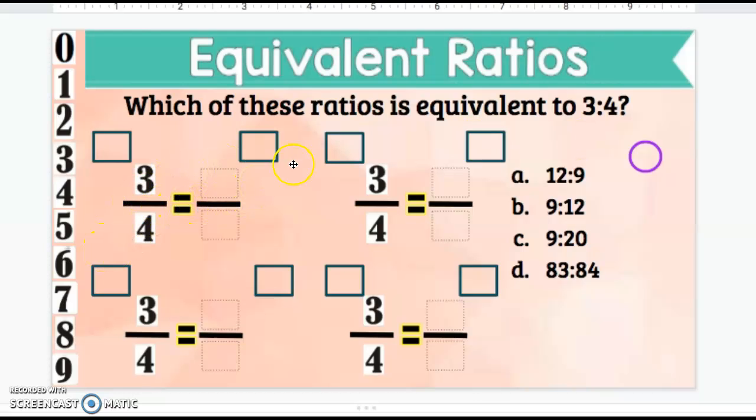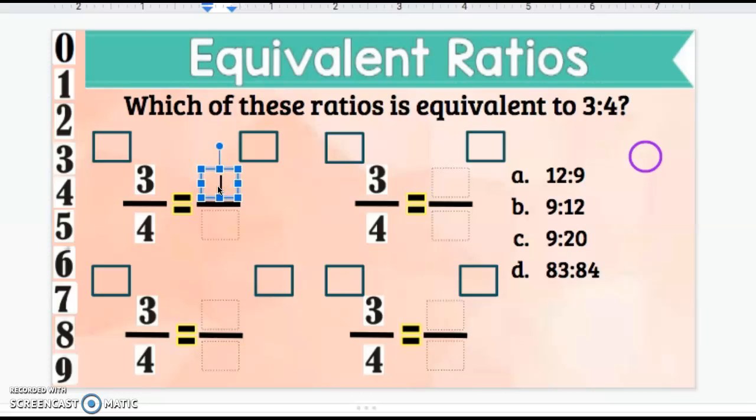Okay, so using the butterfly method, now you can answer questions like this. Which of these ratios are equivalent to 3/4? So I'm giving you the ratio of 3/4, and you have to determine whether A, B, C, or D is equal to that. The easiest way to do this is to go through each one and put it in your box.